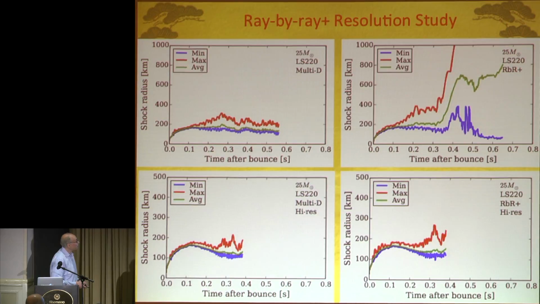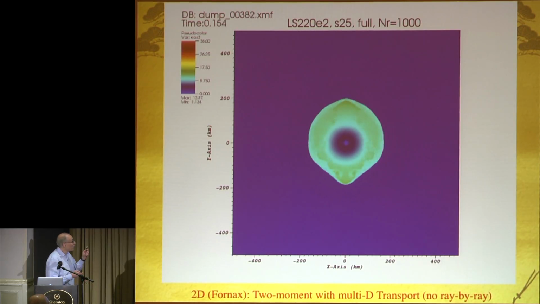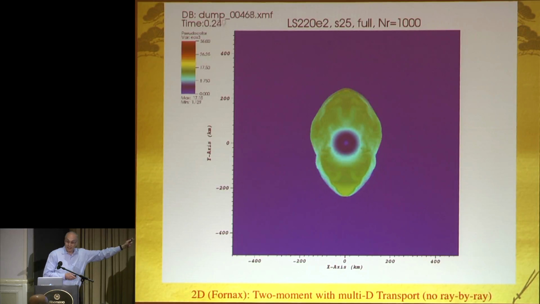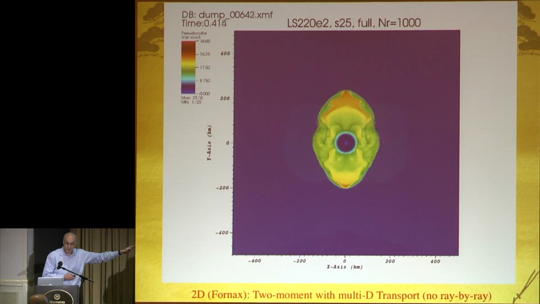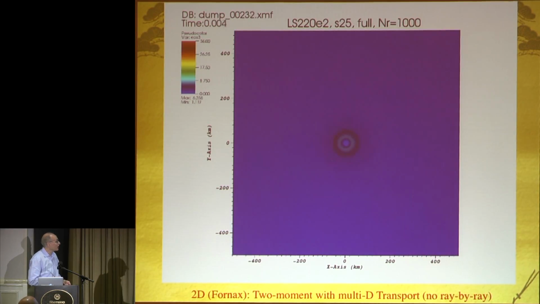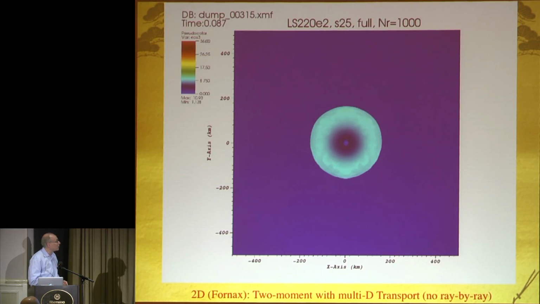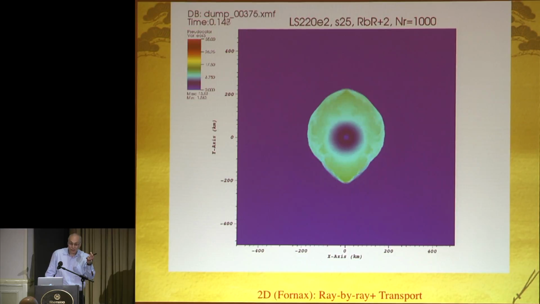And so you get things like this. This is without the ray-by-ray for this type of simulation. Now, this isn't the final word in our simulations with multi-D. This is just a comparison between the two. You get a lot of bouncing around, et cetera, but nothing much happened. In this set of models, just using ray-by-ray, and that's a switch in the code.